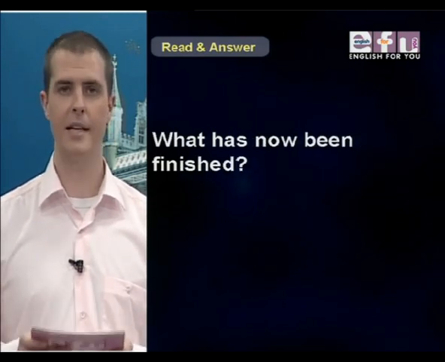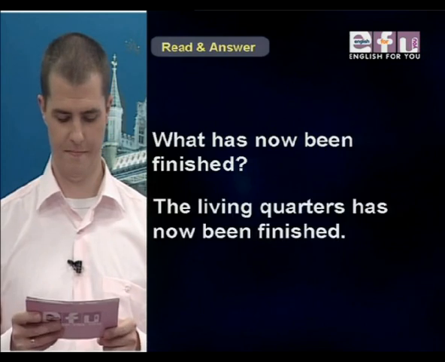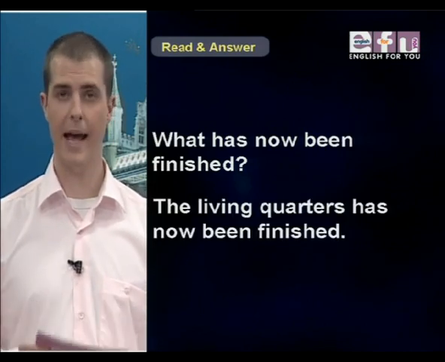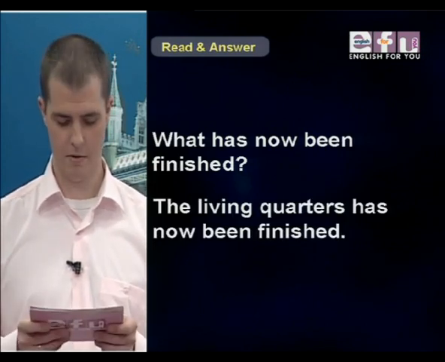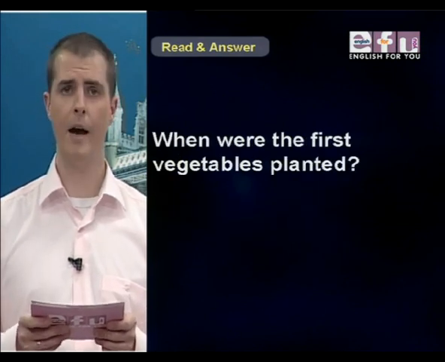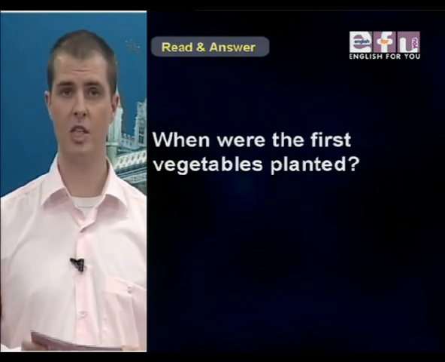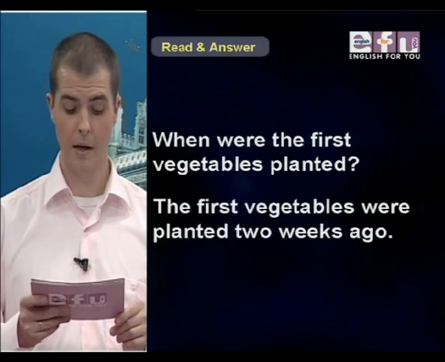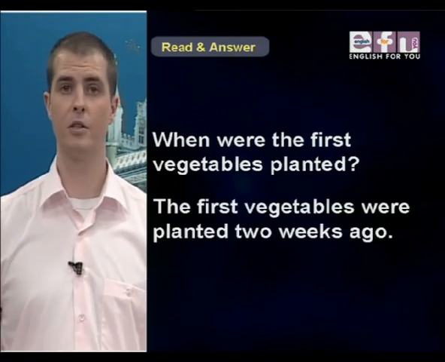Number four, what has now been finished? The living quarters has now been finished. Number five, when were the first vegetables planted? The first vegetables were planted 2 weeks ago.